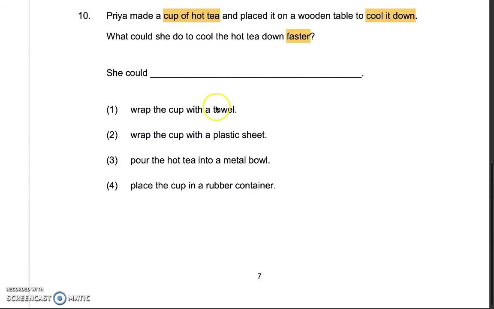She could wrap the cup with a towel. So a towel is actually an insulator. So let's write down. Because it's made of cloth, there is air trapped inside as well. So this is an insulator. So therefore, this is wrong. Because if you wrap it with an insulator, it's going to trap heat for a longer time. It's going to prevent it from losing heat to the outside environment. Okay, so because an insulator is a poor conductor of heat, it's not able to allow heat to pass through it quickly. No.